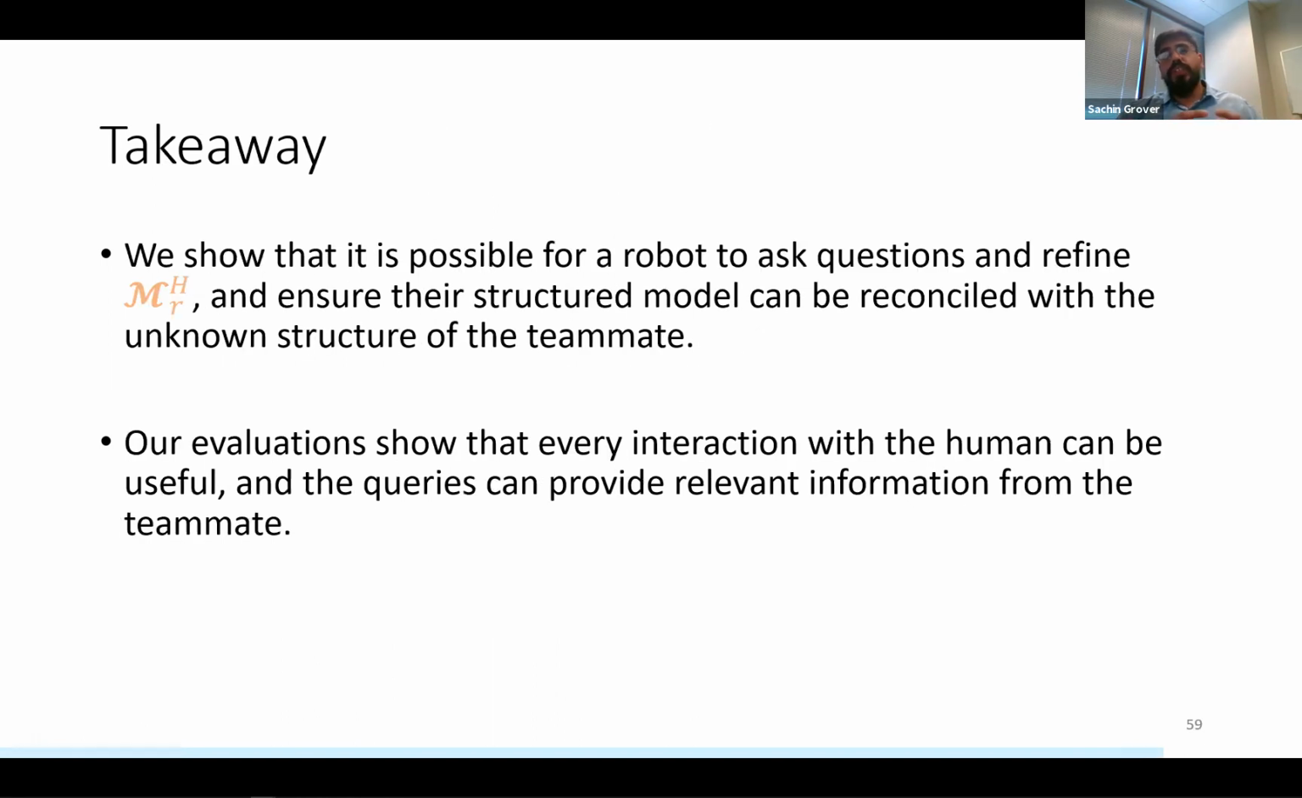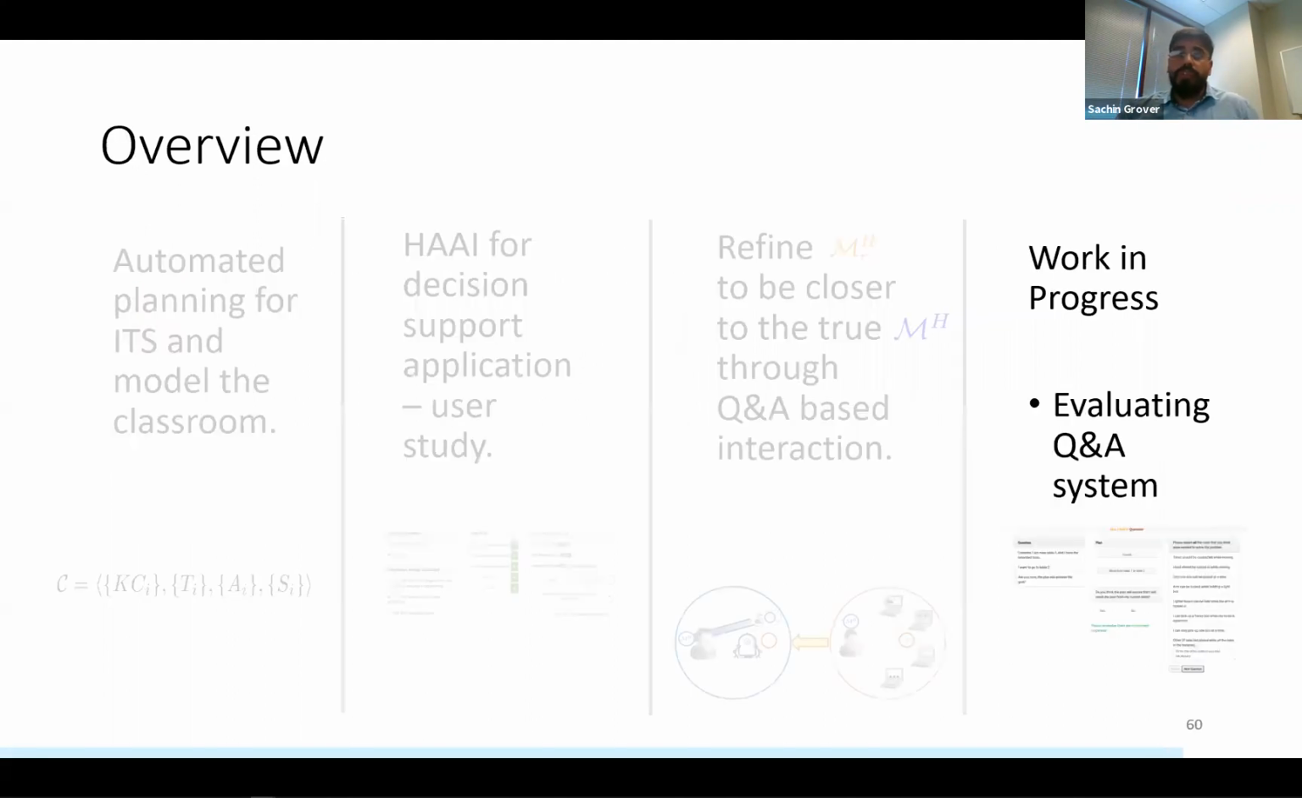Now we have basically shown that, theoretically, it is possible for the robot to construct questions in a way where every response from the user can be understood by the robot, and thus there could be some sort of reconciliation between MHR and MH, and the robot can actually take MHR closer to what the human model is. Our evaluations also show that these interactions are possible and can be useful.